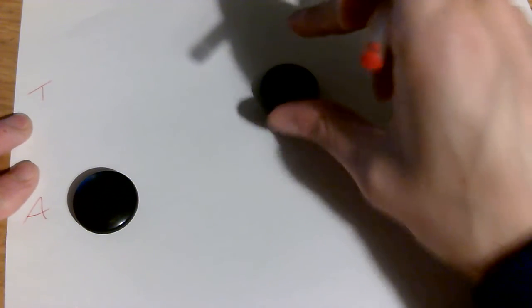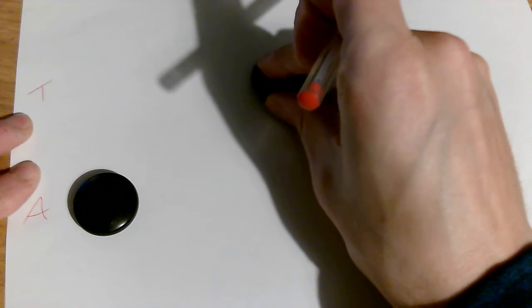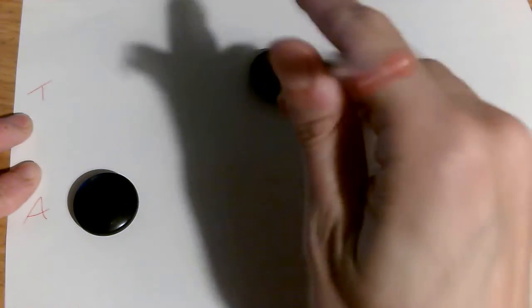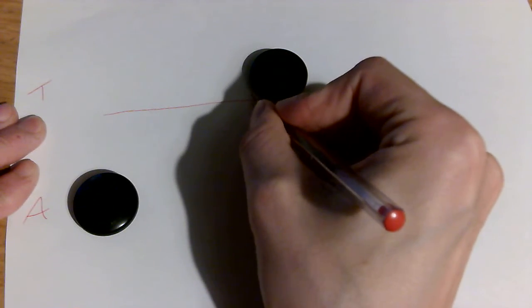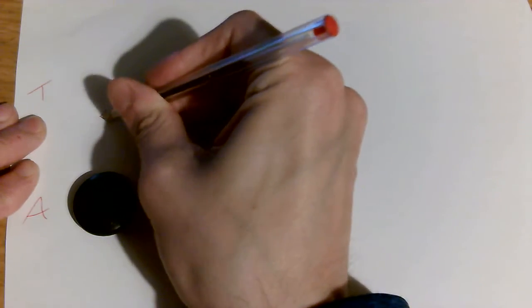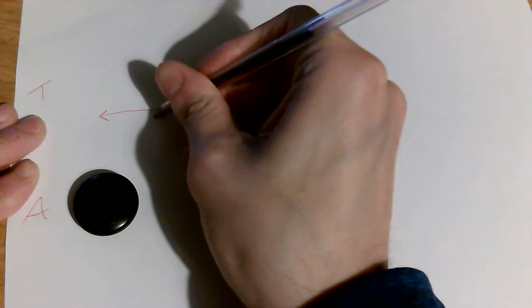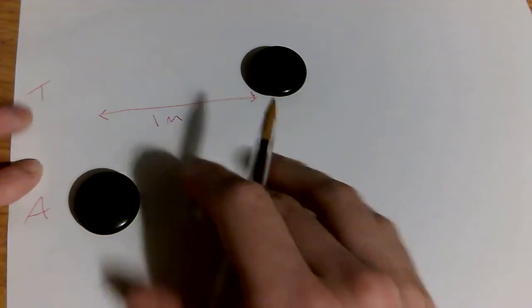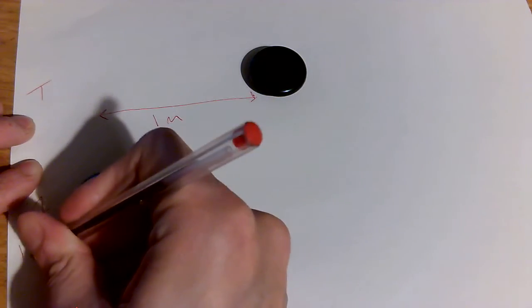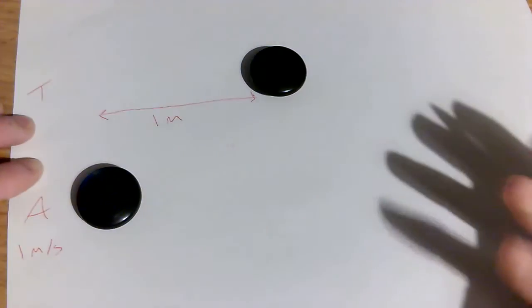So let's say it gets to about there. And let's put some numbers on this. Let's say the tortoise has a head start of 1 meter. They didn't have meters in ancient Greece, but we'll just use numbers that are convenient for us. And let's say Achilles runs at 1 meter per second. So every second he goes a meter.